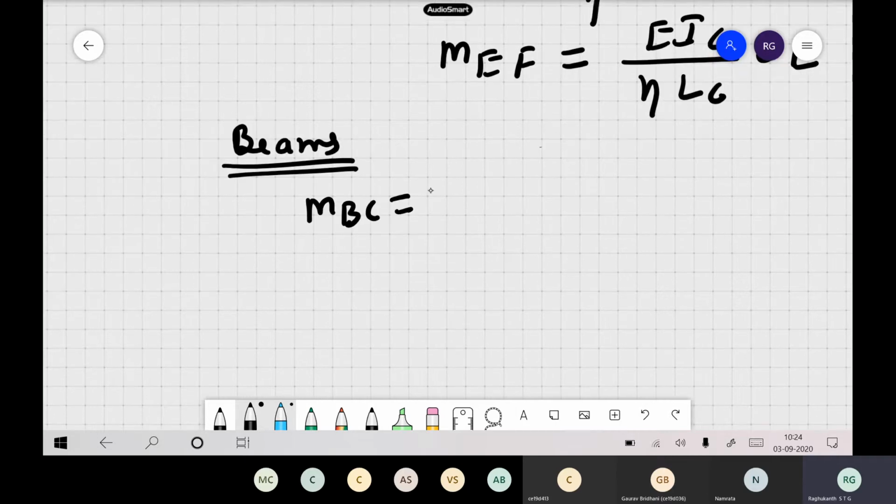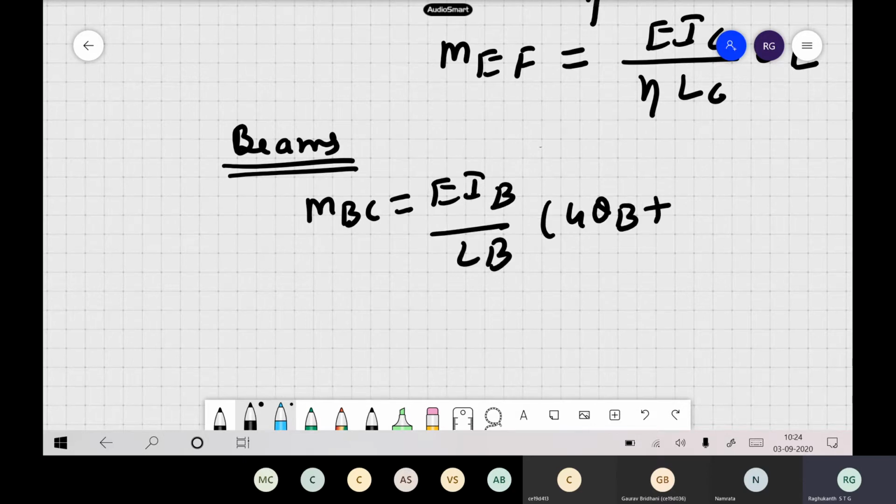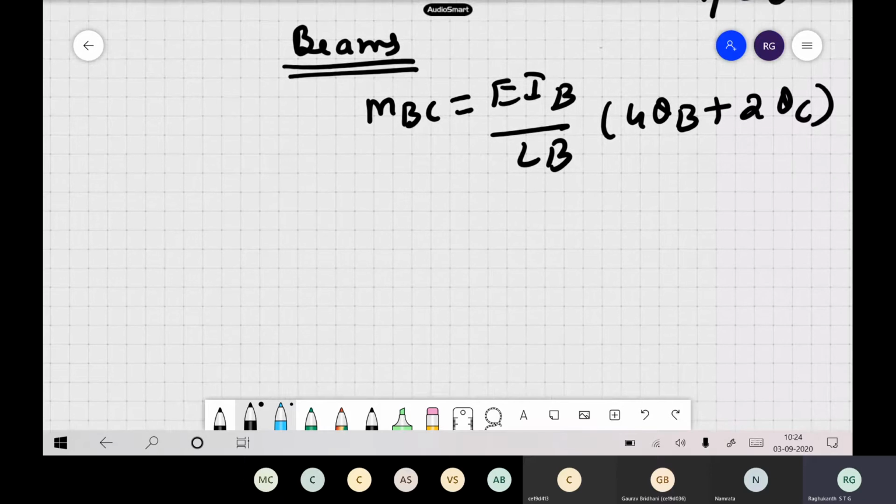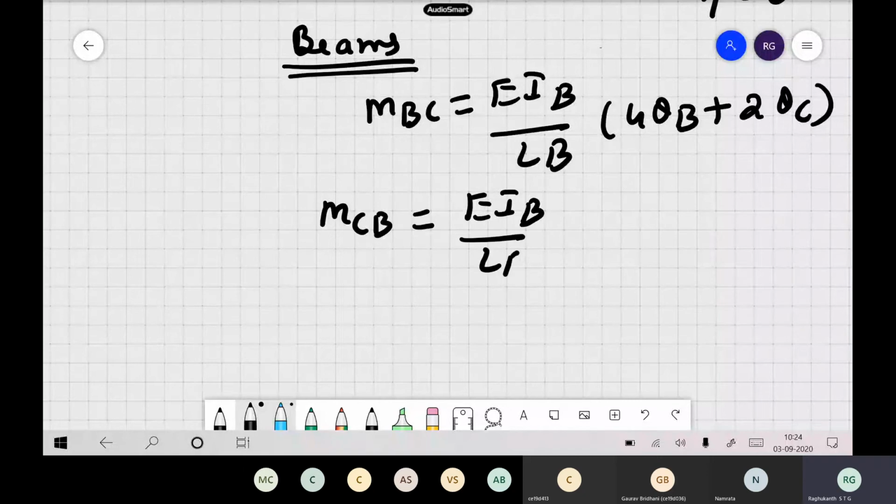You can write this as EIB by LB times 4 times theta B plus 2 times theta C. Now this 4 and 2 we are using because there is no axial force in the beams. Suppose there is a lateral load acting on the frames, then you may have to use the column equations itself also. Now similarly MCB. So this is EIB by LB into 2 times theta B plus 4 times theta C.